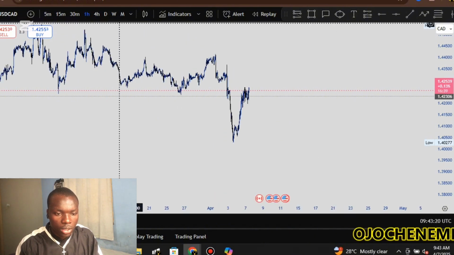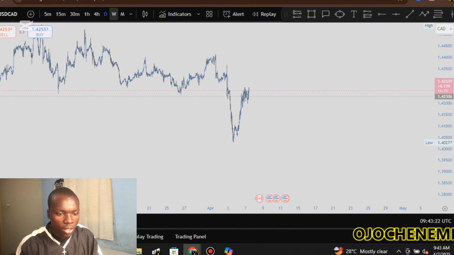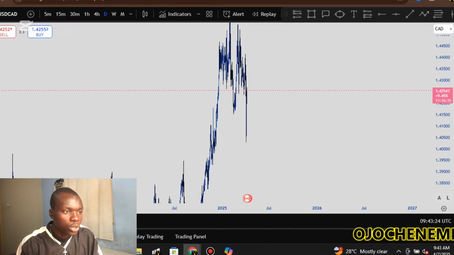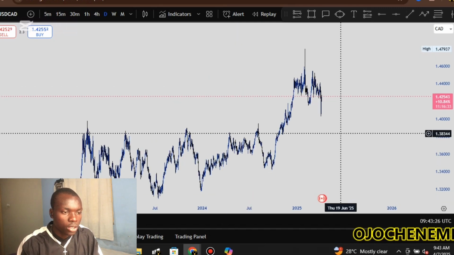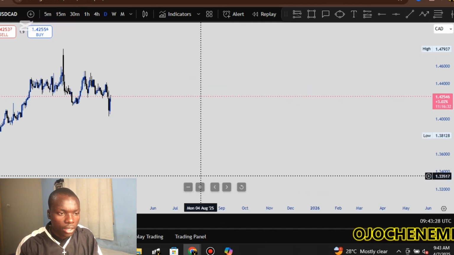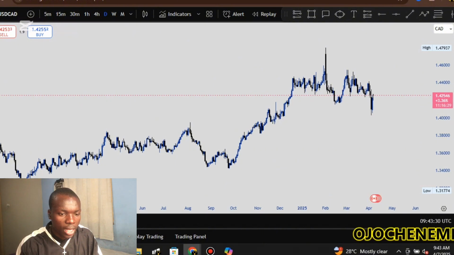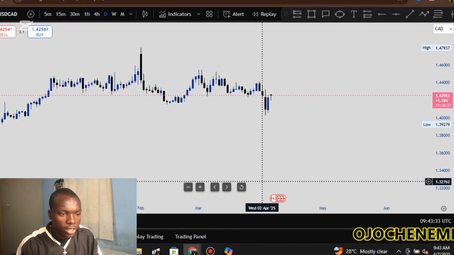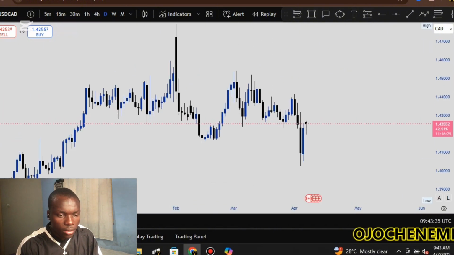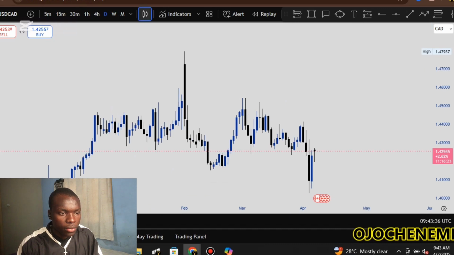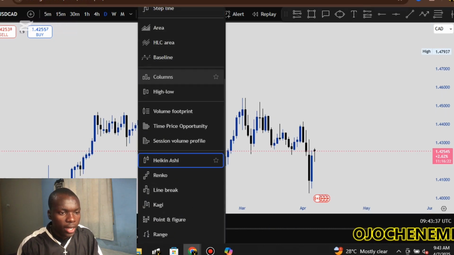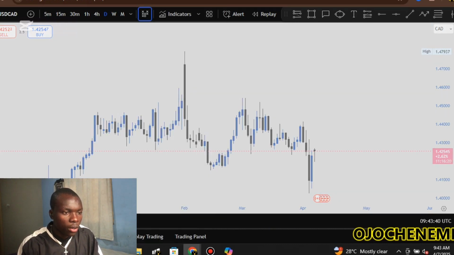I'm going to remove these drawings. Okay, so let's go to the daily time frame. I would love us to start from the daily time frame. So this is the daily time frame on the USD card here. And on the daily time frame, I would love us to go on the line charts and determine the trend on the line chart.